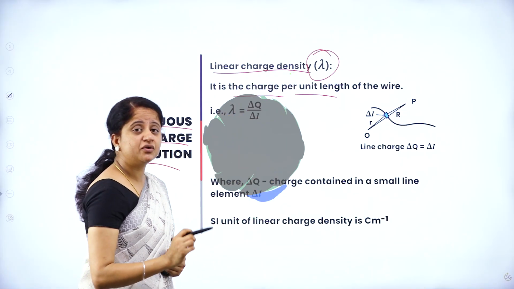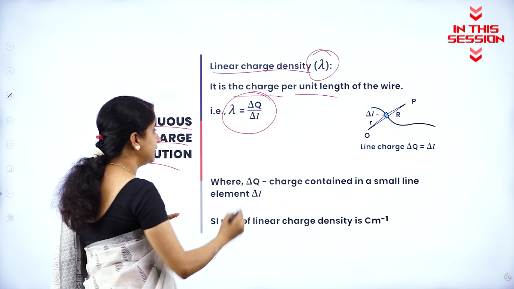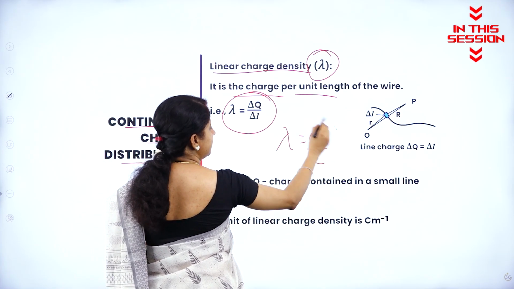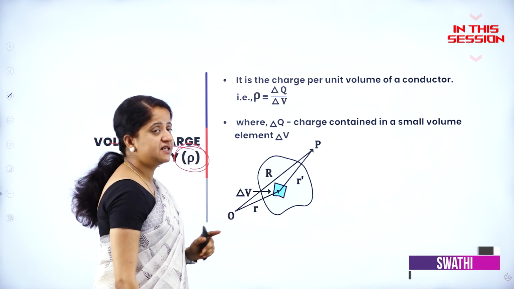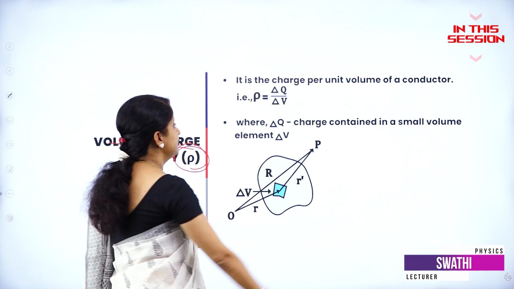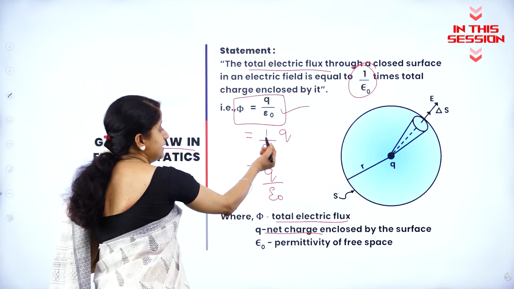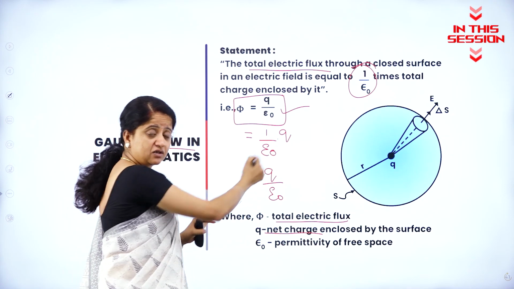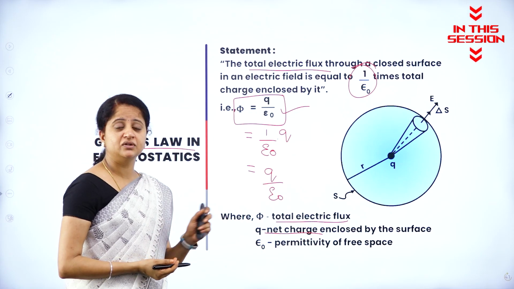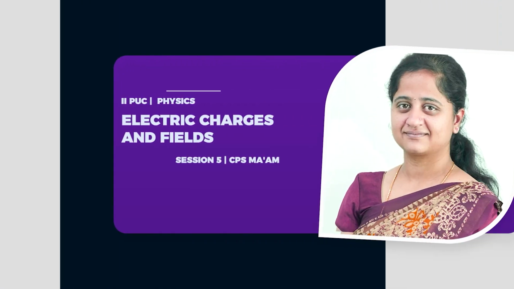There is an expression to remember the definition, that is lambda is equal to delta Q divided by delta L, or we can also write it as lambda is equal to Q divided by L. What is volume charge density? It is the charge per unit volume of a conductor, and it is given by rho is equal to delta Q divided by delta V. 1 by epsilon naught times the charge enclosed by the surface gives the electric flux through the closed surface, and that's the statement of Gauss law.